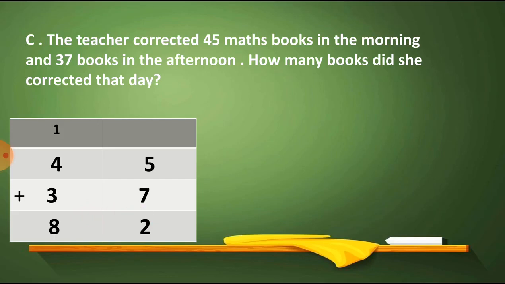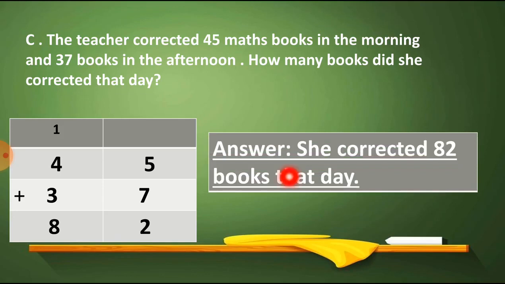So we have to write down the answer in a sentence as we did in the previous examples. Here we write down the answer this way: she corrected 82 books that day. So here is the answer, students. You have to write down the answers this way.